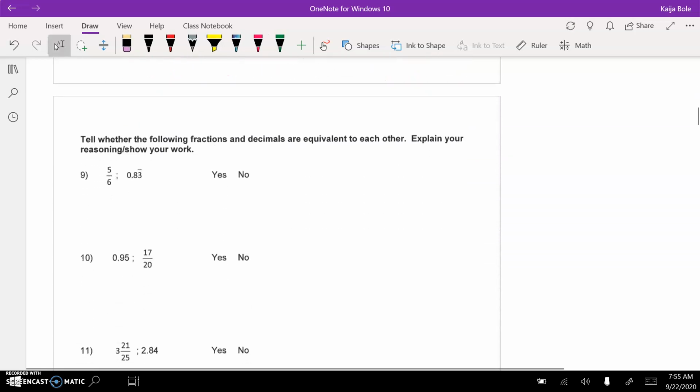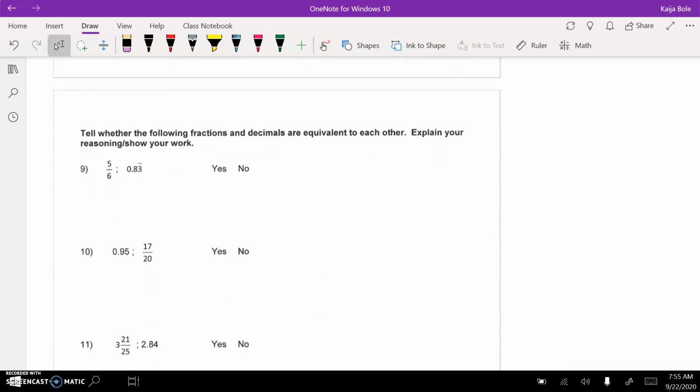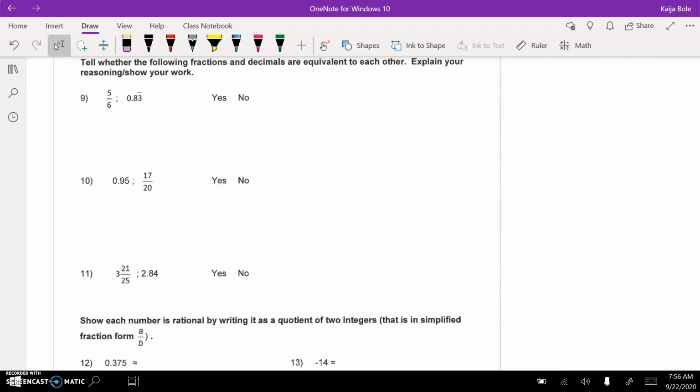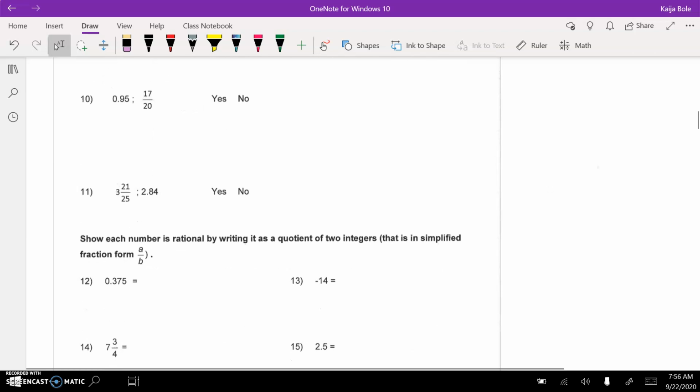On the second page here, tell whether or not the following fractions and decimals are equivalent to each other. Explain your reasoning. So, some of you will try to work with the fractions first, and you'll try to figure that out. I believe I worked with the fractions first. So you can decide either way which one you want to work with.